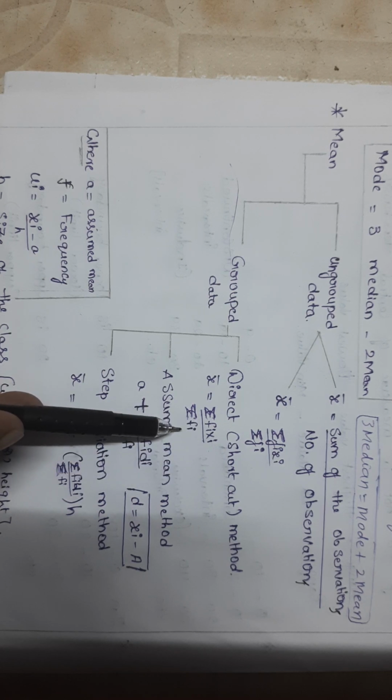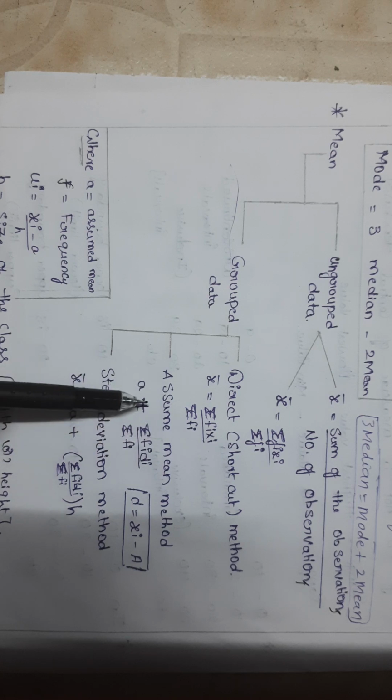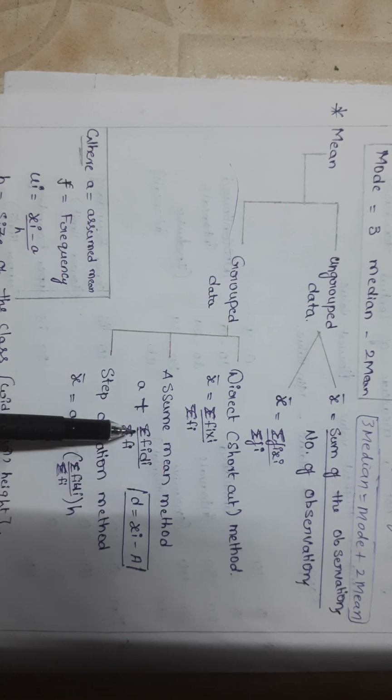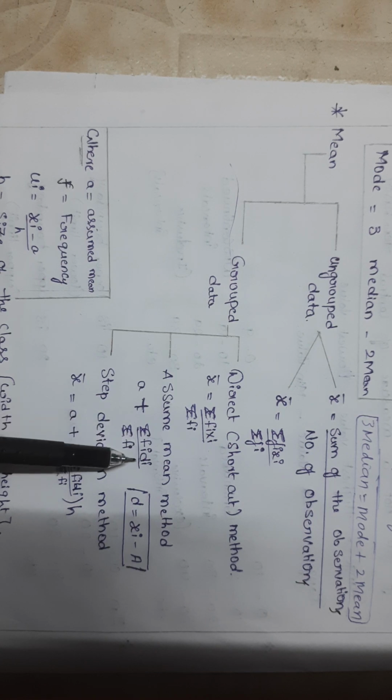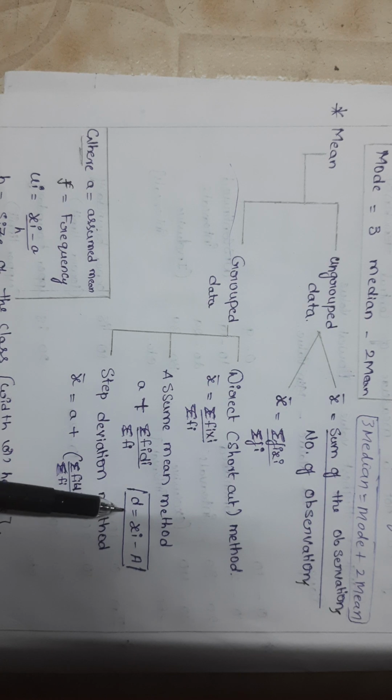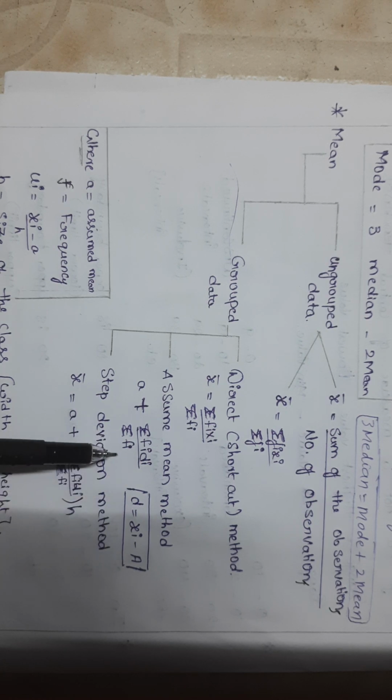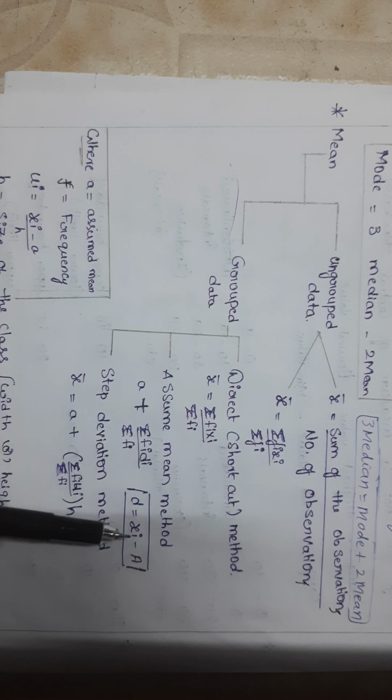Sigma fi we have already discussed, that is n also, frequency, sum of the frequencies. In assumed mean method, a means assumed mean, sigma sum, fi means frequencies, di means, as I have already informed, xi minus a. Sigma means sum, fi frequency as it is.